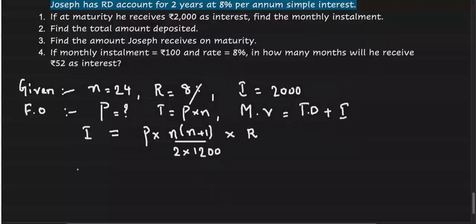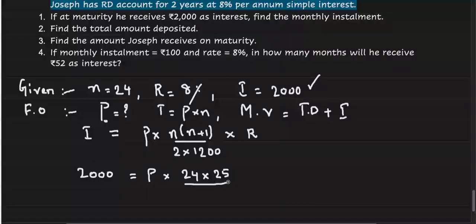So now, the interest 2,000 is given here. What is P? We don't know P, so we write P as it is. N we know, that is 24. So write P as it is, multiplied by 24 multiplied by 25, since N plus 1 is 25, divided by 2 into 1200, that is 2400, multiplied by R. R is how much? 8%.